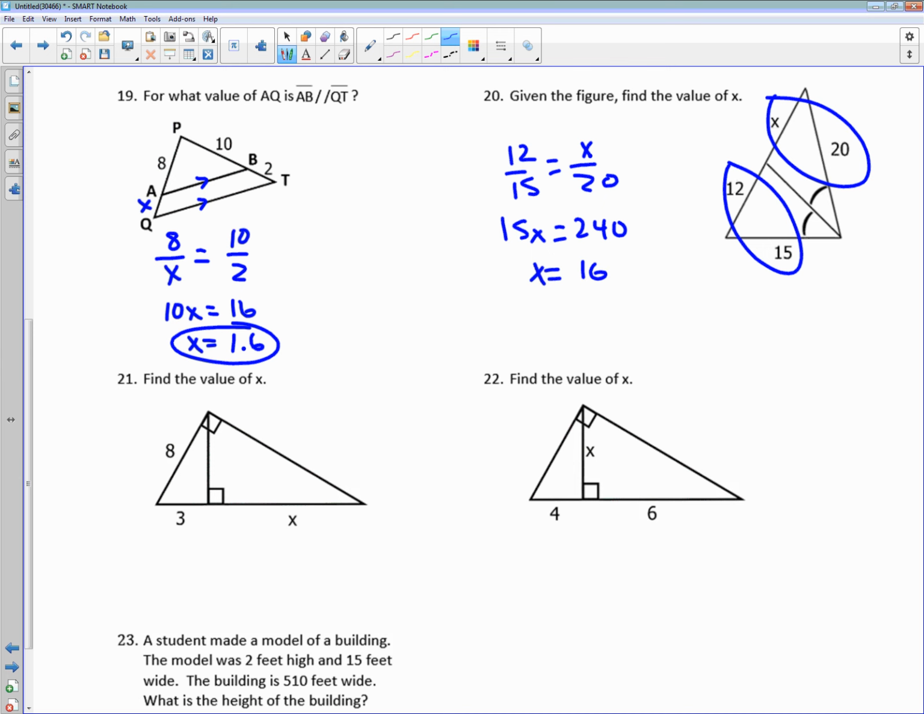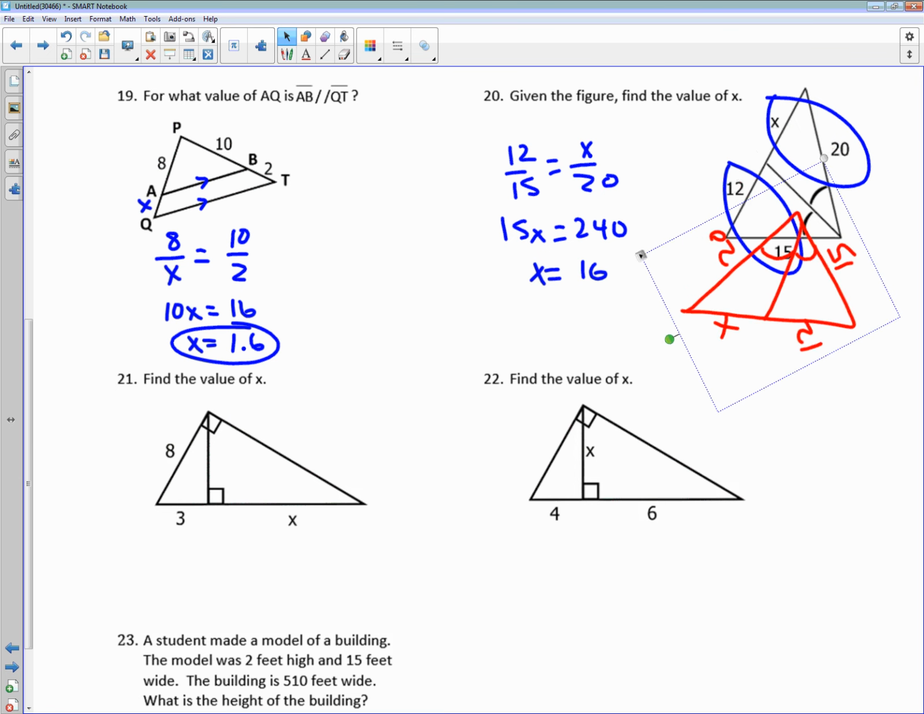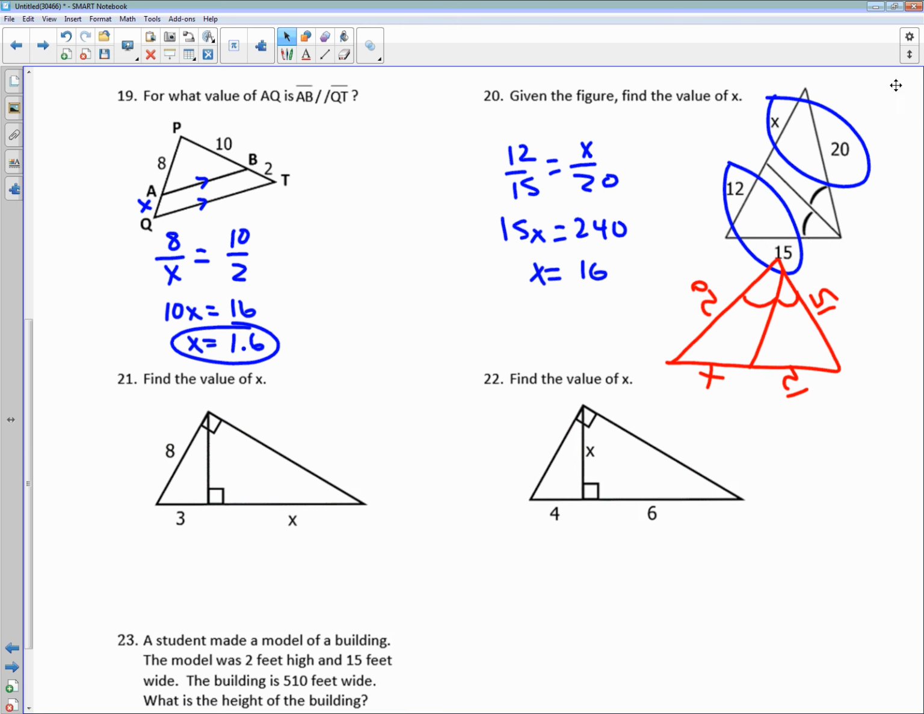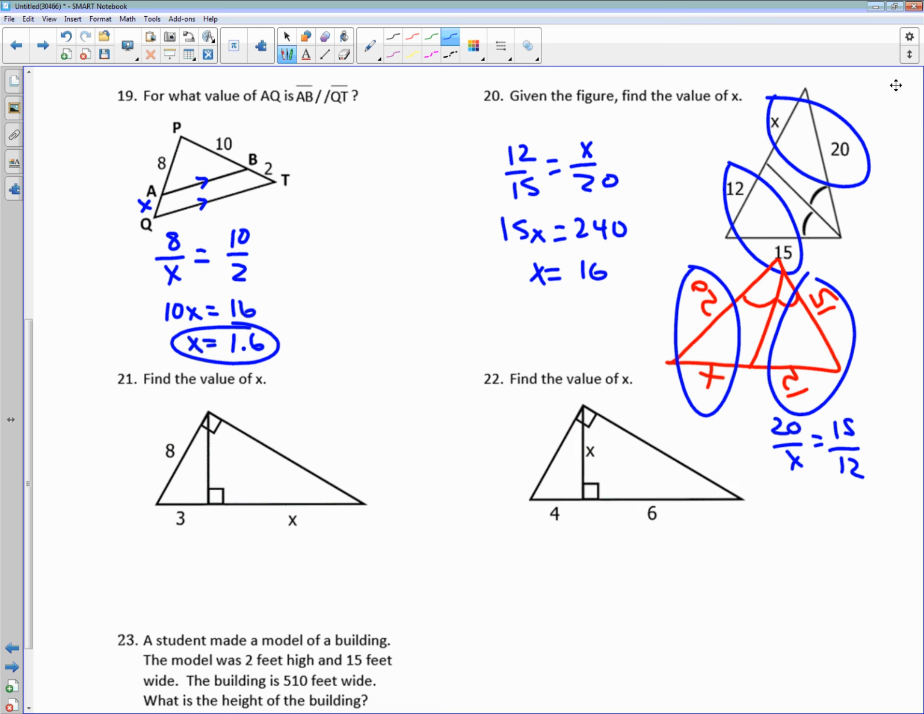Now, you may look at the problem like this. A lot of times you'll see this problem where you have that bisector coming down to a base, where it would really look like this. Now the numbers are upside down, but again, my proportion could come right here. So I go 20 over x equals 15 over 12. But notice when I cross multiply, I'm going to have 15x equals 240 again, just like I did over here. So either way you set that problem up, you're going to get the same answer.